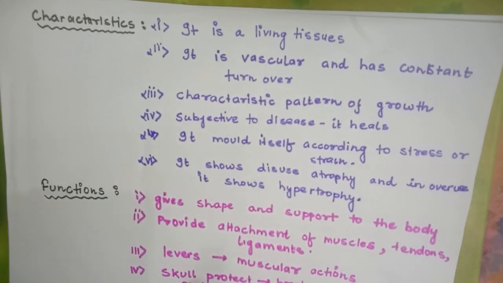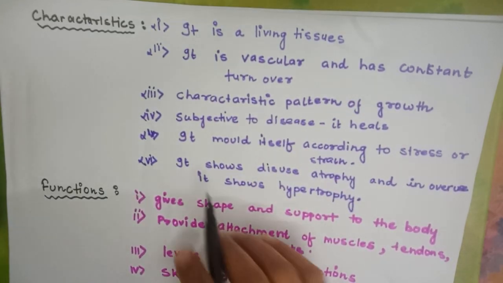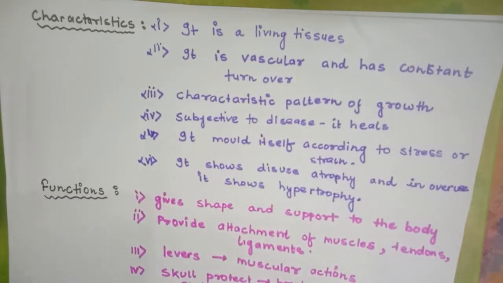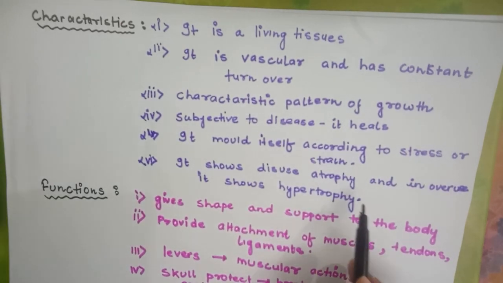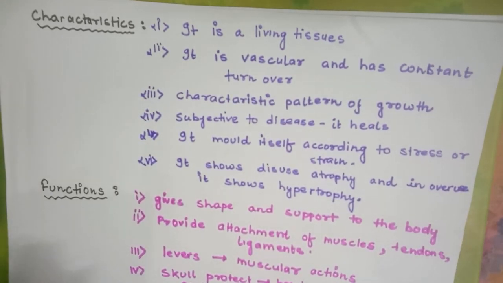Okay, now the fifth characteristic is it molds itself according to stress or strain. If any stress or strain occurs on the bone, it molds itself accordingly. Sixth characteristic is it shows disuse atrophy, and in overuse it shows hypertrophy. If bone is not in function, it will get atrophied, and if we overuse the bone, it will get hypertrophied. Okay, it is all about the characteristics of bones.